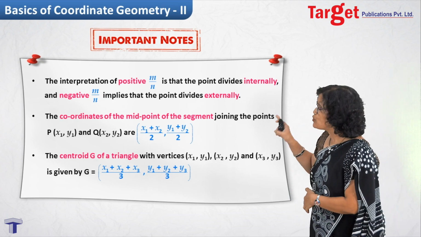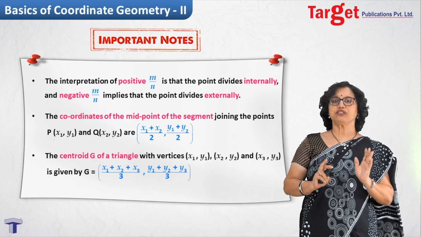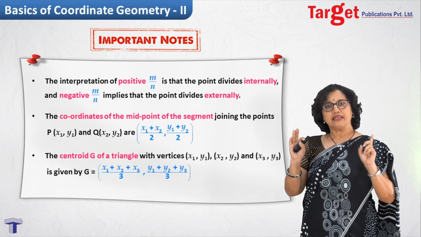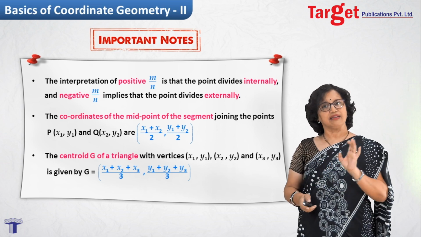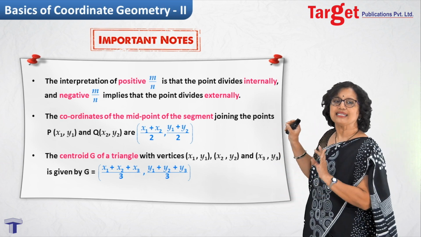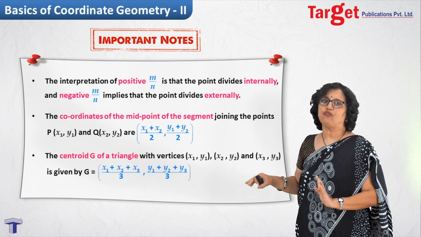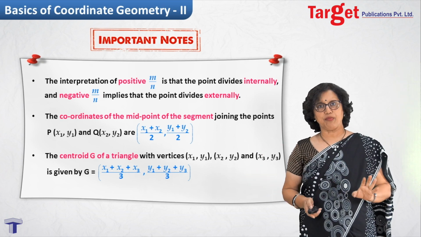Now, (x1 plus x2 plus x3) by 3, (y1 plus y2 plus y3) by 3, they are the x and y coordinates of the centroid, where (x1, y1), (x2, y2), (x3, y3) are the vertices of the triangle. These are simple formulae, the midpoint formula and centroid formula, which you can keep in your notes right from the beginning.